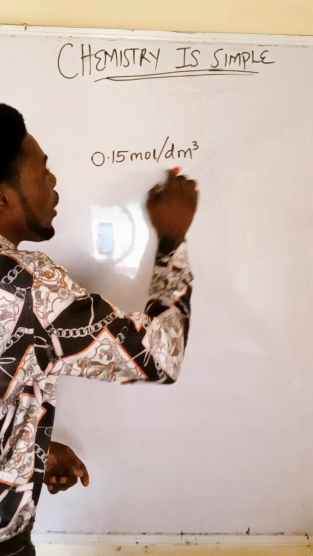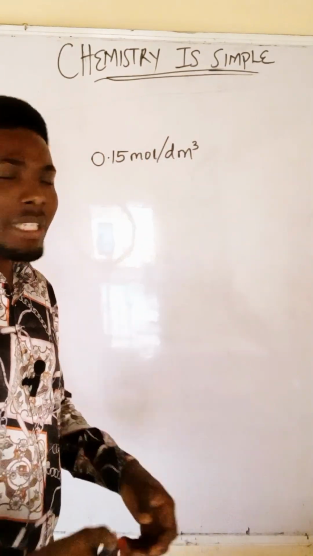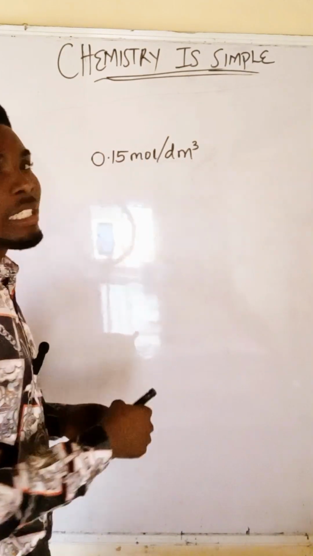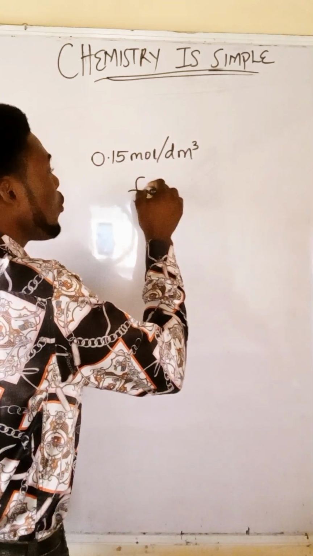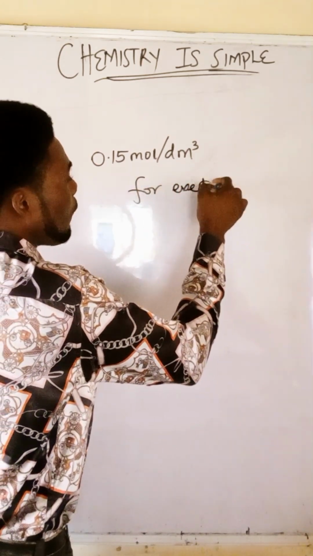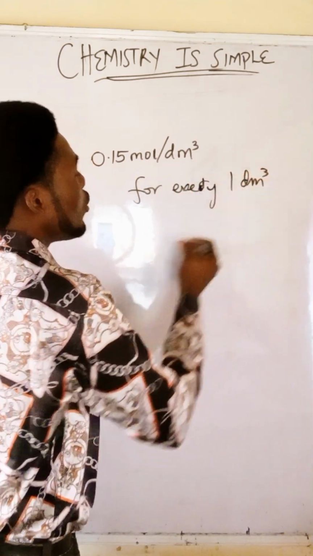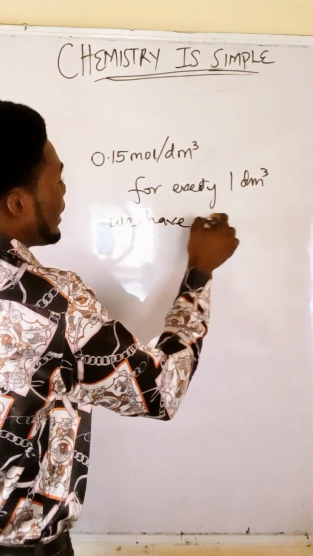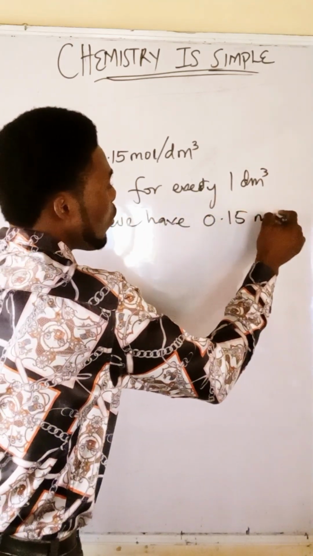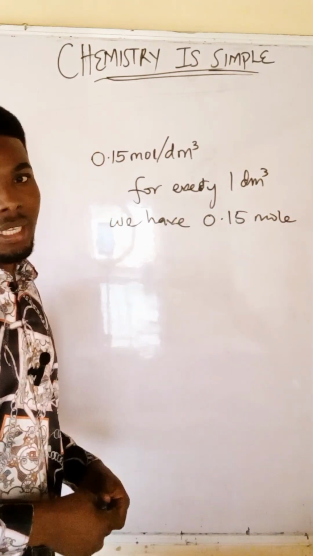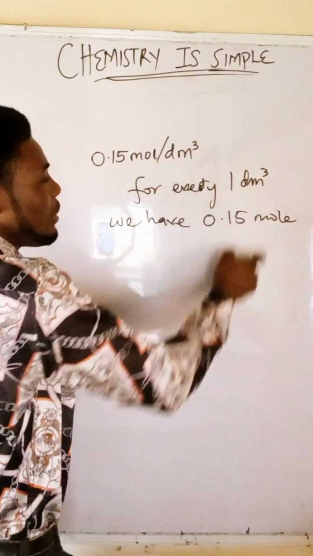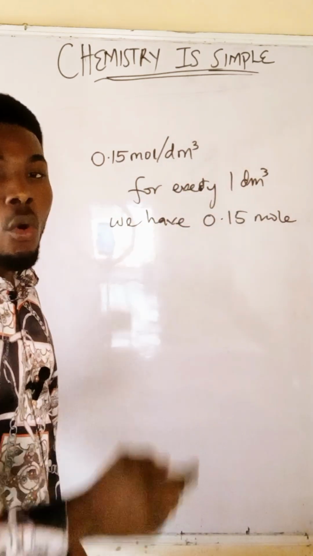Now, when we say 0.1 mole per dm cube, it basically translates to that for every 1 dm cube, we have 0.1 mole present in it. All right? For every 1 dm cube, we have 0.1 mole present in it.